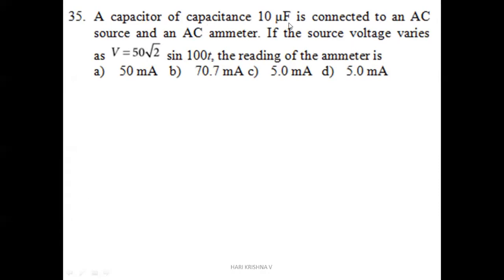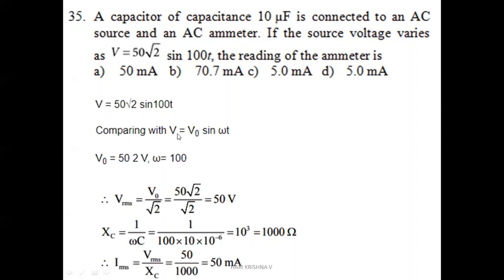Next, 35th question. A capacitor of capacitance 10 microfarad is connected to an AC source with an AC ammeter. The voltage varies as V is equal to 50 root 2 sine of 100t. The reading in the ammeter is? So comparing with the general equation, V is equal to V naught sine omega t, you know very well the general equation. So here V naught is 50 root 2, and omega is 100. VRMS is nothing but V naught by root 2, 50 root 2 by root 2, root 2 cancels, 50 volt.